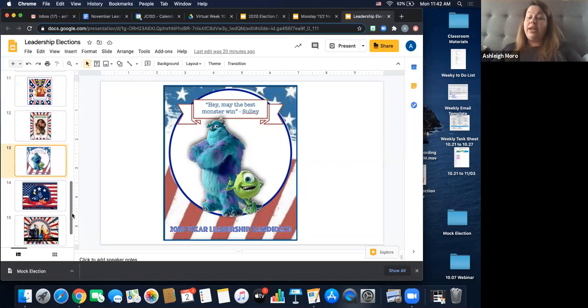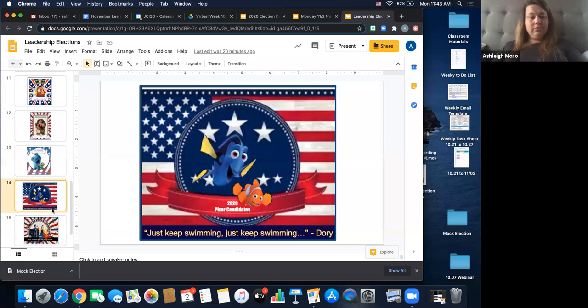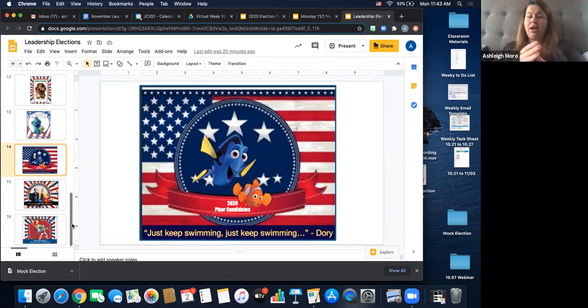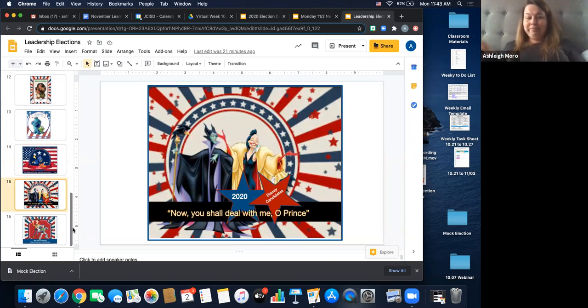We have a 2020 Pixar leadership candidate. And we have James P. Sullivan, otherwise known as Sully, and Mike Wazowski, with the slogan of, hey, may the best monster win. Another Pixar candidate is Dory and Nemo. And they're rocking a slogan that says, just keep swimming, swimming, swimming, swim. No, okay. Guys are leaving me out to dry today. Our final Disney 2020 leadership candidates, Cruella and Maleficent, with a slogan of, now you shall deal with me, O Prince.